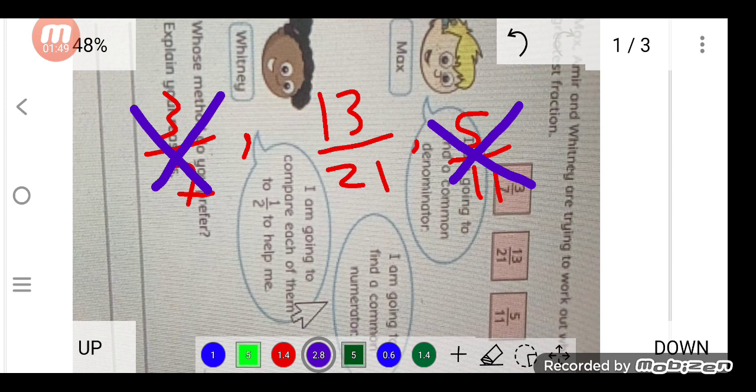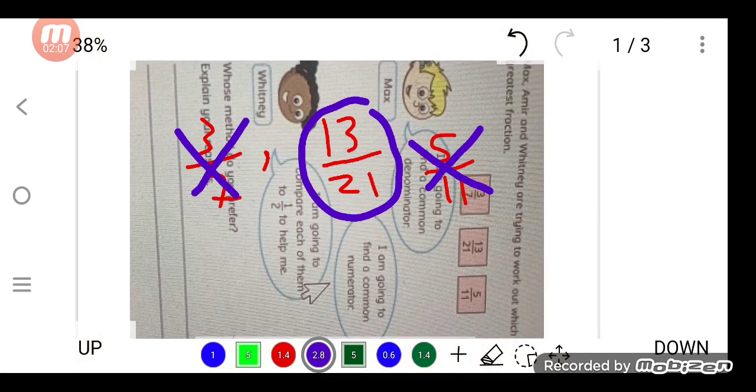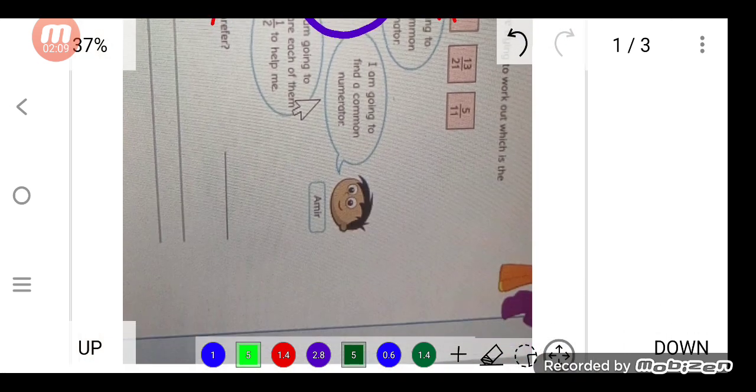Now half of 21 is 10.5. 13 is greater than 10.5. 13 is greater than half of 21. This means this fraction is greater than half, which means the answer here is 13 over 21. That is the greatest fraction.